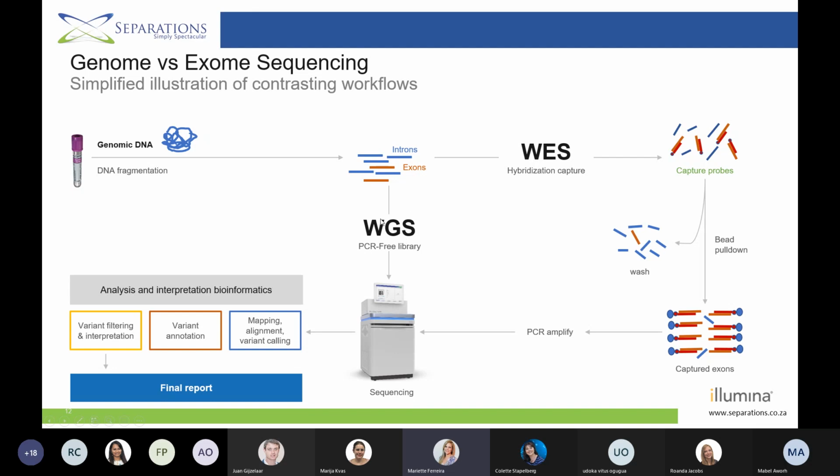If we look at the PCR-free library preps, we don't have to amplify anything. We look at both the introns and the exons. We can sequence that directly. And then we go through the analysis and interpretation of that. So we do the mapping, the alignment and variant calling. We do the variant annotation, and then we filter these variants and interpret them, with a final report in the end.